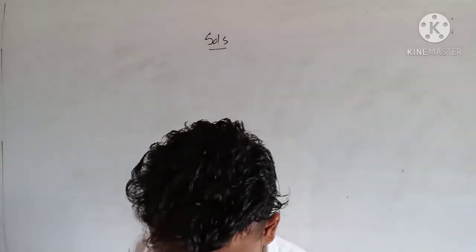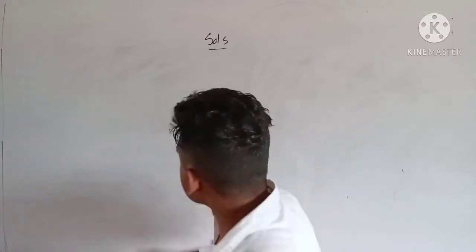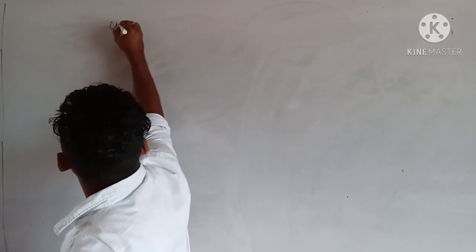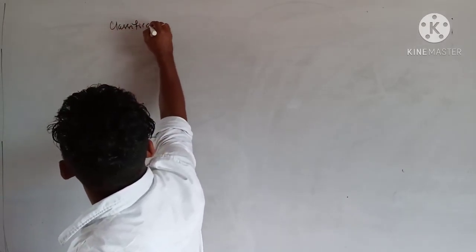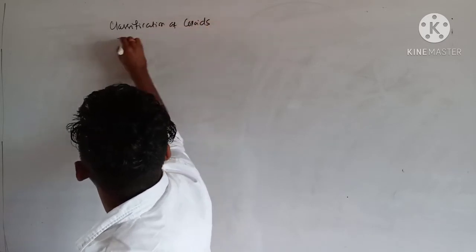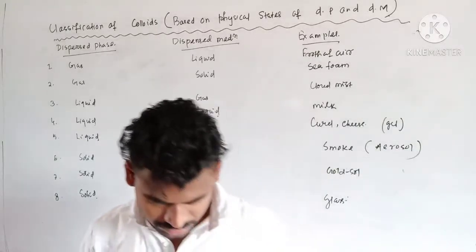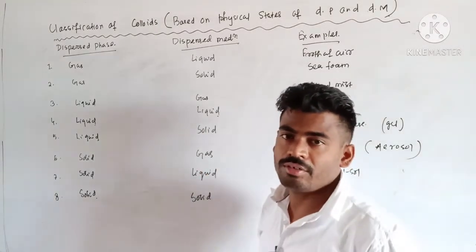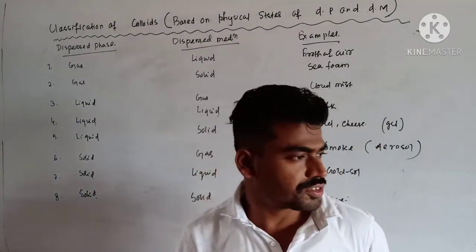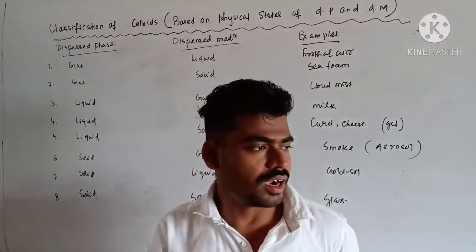Okay, next we will go through their classification. Classification of colloids. Students, the first classification is based on the physical states of dispersed phase and dispersion medium.